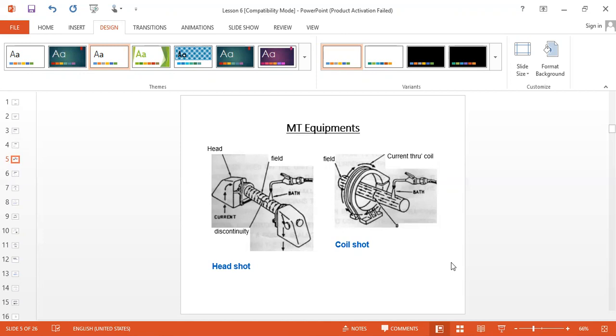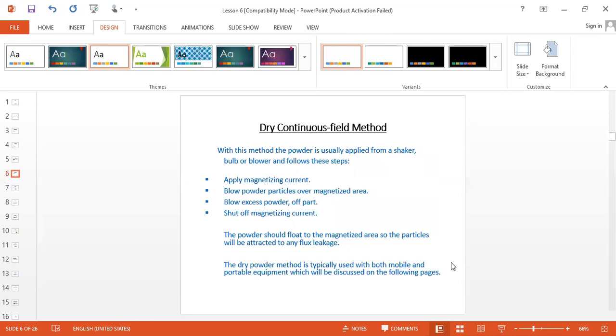Or we can say kerosene plus iron particle, or we can say water plus iron particle. So water based, kerosene based, and oil based. Basically, generally we are using these three bases, depending upon requirement, customer requirement, procedure requirement.